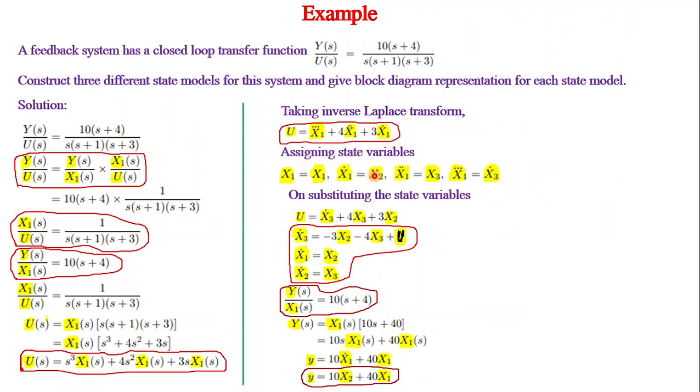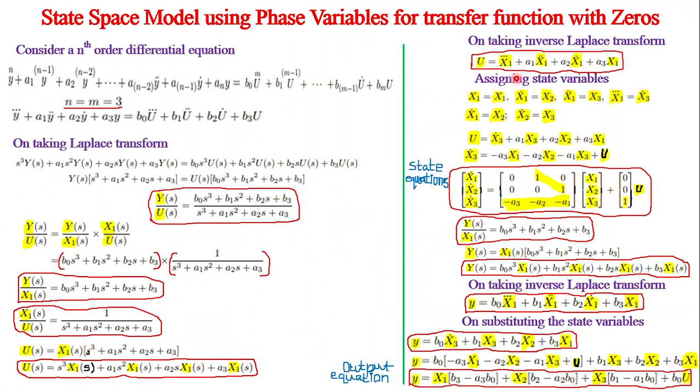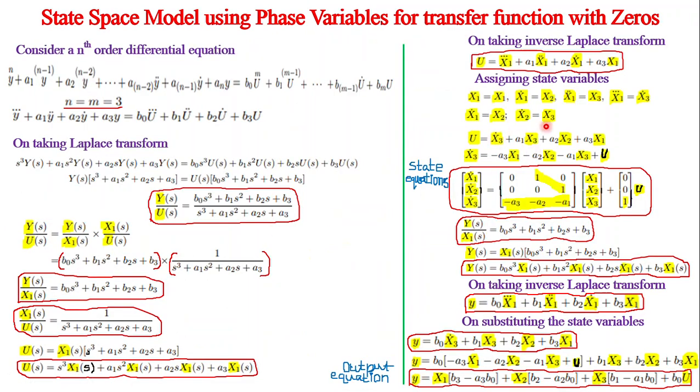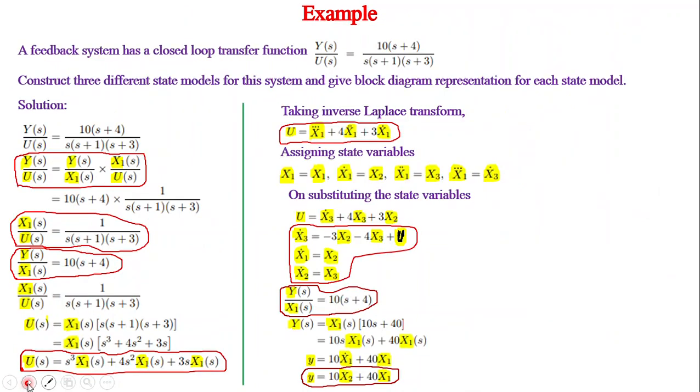So state variables are assigned in the same way. x1 dot is x2, x1 double dot is x3, x1 triple dot is x3 dot. Again the same thing, so I don't want to give the same explanation. Therefore, by substituting the state variables, u is equal to x3 dot plus 4x3 plus 3x2. Right. So here we don't have an x1 term on the right hand side.